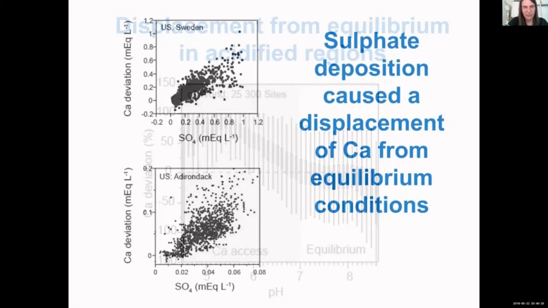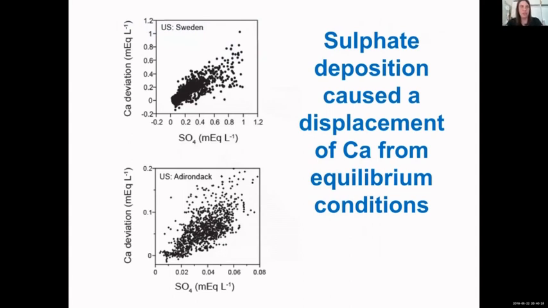So what happens there is that actually here is the calcium deviation in milliequivalent per liter plotted against the sulfide on a temporal scale, which means, yeah, if you have sulfide concentration, which the acid rain actually caused, then you move away from the equilibrium concentrations. So the sulfide deposition caused actually displacements of calcium from equilibrium conditions. And you see this in Sweden, you see this in the US, you see this in many, many regions where we had this acidification effect, which means, yeah, sulfide is something which actually disturbs all our natural systems here.